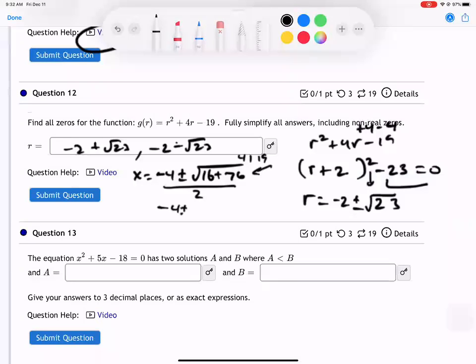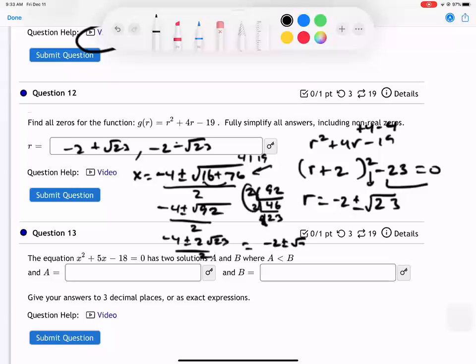Negative 4 plus and minus square root of 92, all over 2. Now I have to do the square root of 92, which I can do. Divide by 2 is 46, I think. Yeah, 46. Divide by 2 is 23. And then we have a pair, no more pairs, so it's negative 4 plus and minus 2 square root of 23 over 2. Then we divide everyone by 2. Negative 2 plus and minus square root of 23. Oh my gosh, it's the same answer, but with so many more steps.